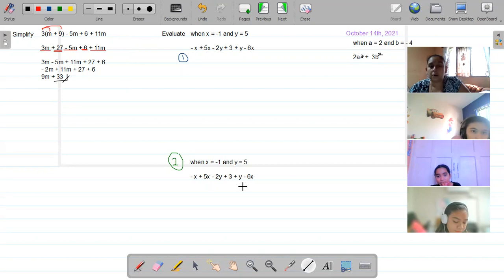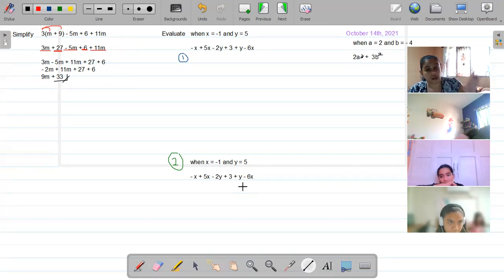It says evaluate, when x is equal to -1 and y is equal to 5, the following expression: negative x plus 5x minus 2y plus 3 plus y minus 6x. So we have two ways of doing it. The first one is to just evaluate right away from the beginning. That will be method 1. Method 2 will be to simplify like we just did and then evaluate.